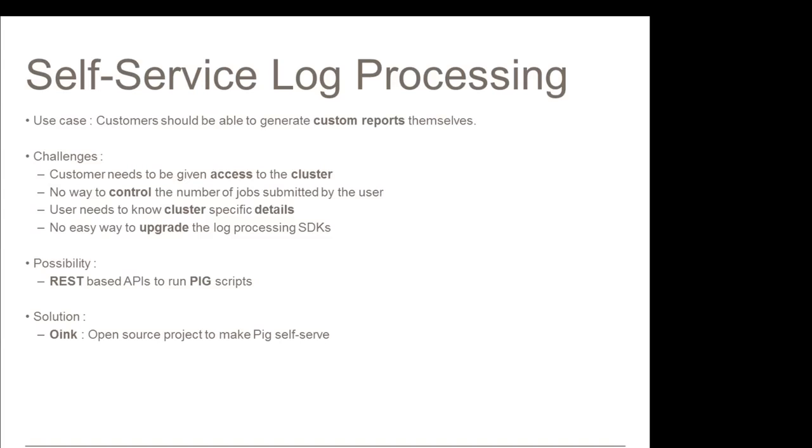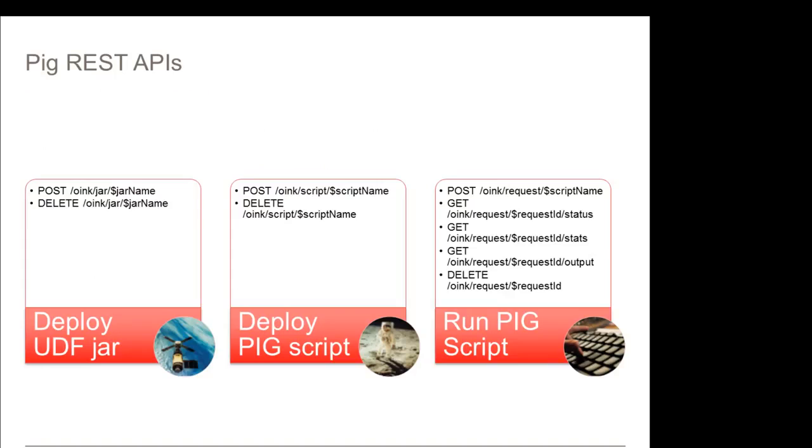So what we thought is, why not provide a REST-based API interface for Apache Pig itself? And that's what we have done in this project, which provides a REST-based API interface for Pig. So what are the interfaces available, right? If you are writing your own kind of UDF, and you want to store your jar file, the first API you can use is to deploy your UDF jar.